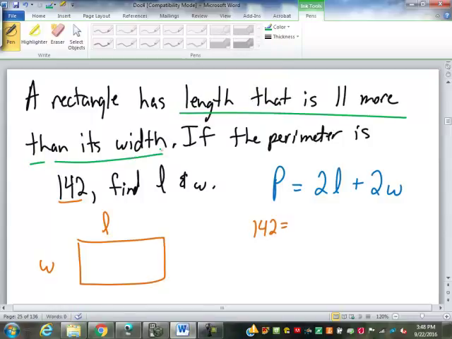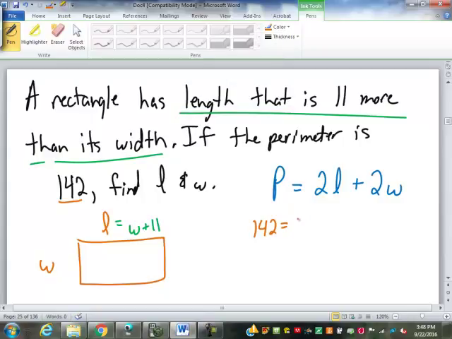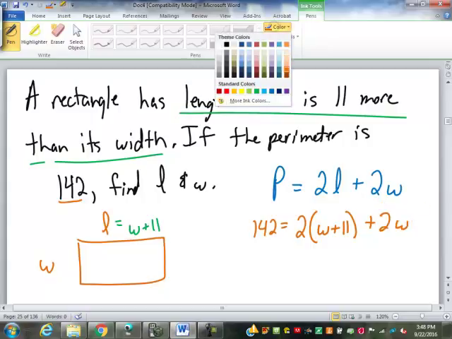The length is 11 more than the width. What does that mean? The length is 11 plus W, or W plus 11. So when we come back over here, instead of 2 times L, it's going to be 2 times, we're going to put in parentheses, W plus 11. Now we have to have the parentheses there because all of L is being multiplied by 2, so the W plus 11 has to all be multiplied by 2. Plus 2W is just going to stay 2W. Now it's just a matter of order of operations.